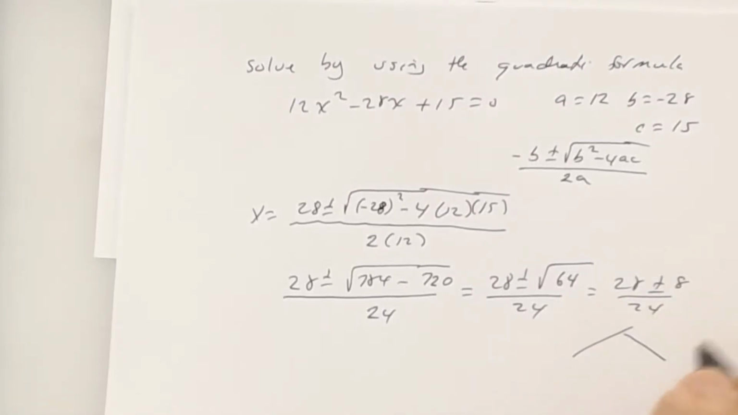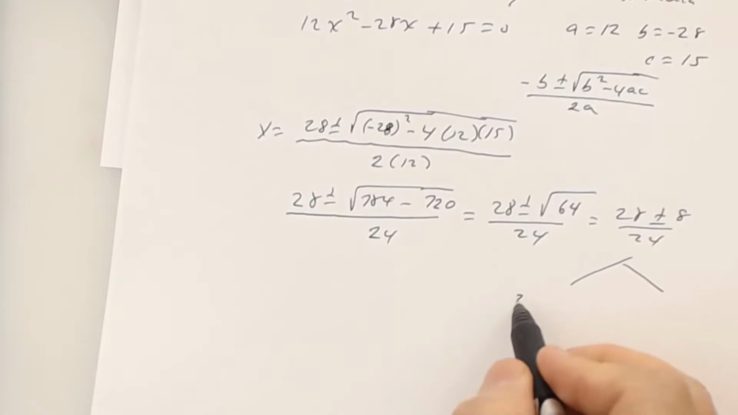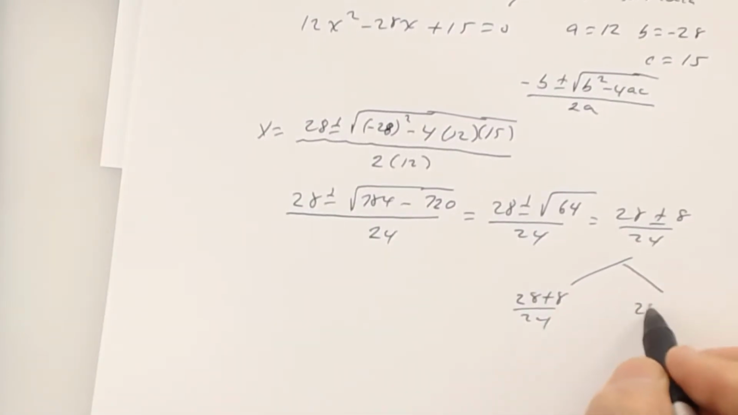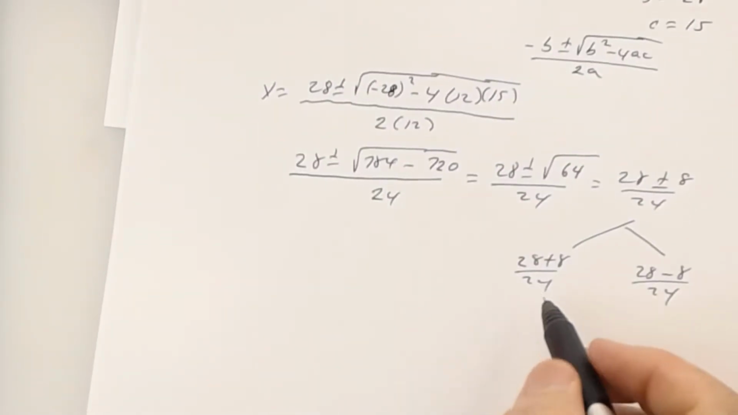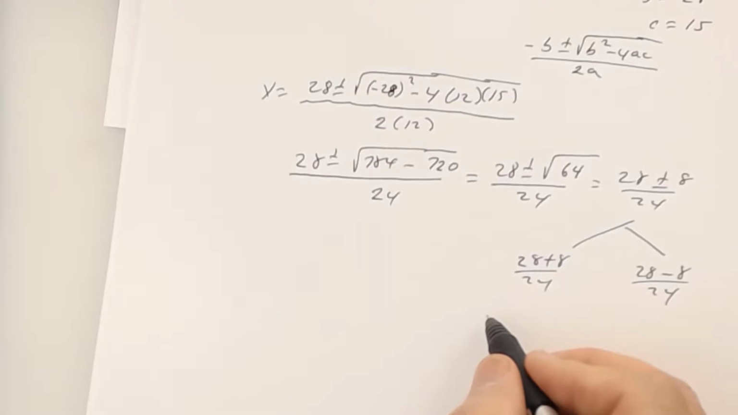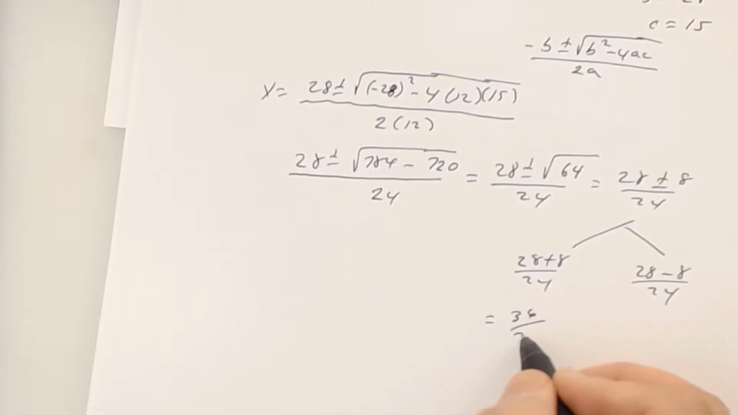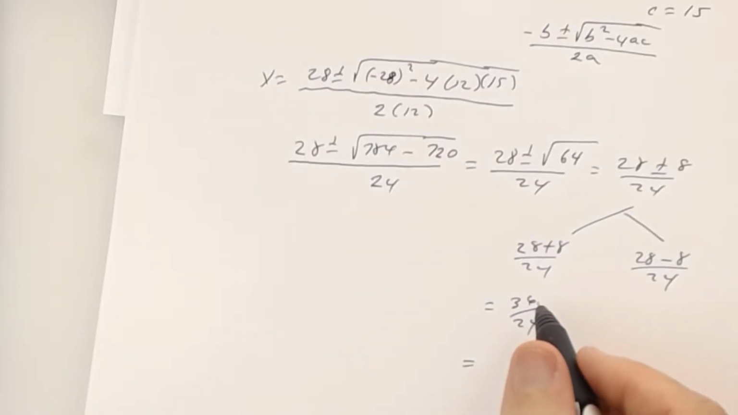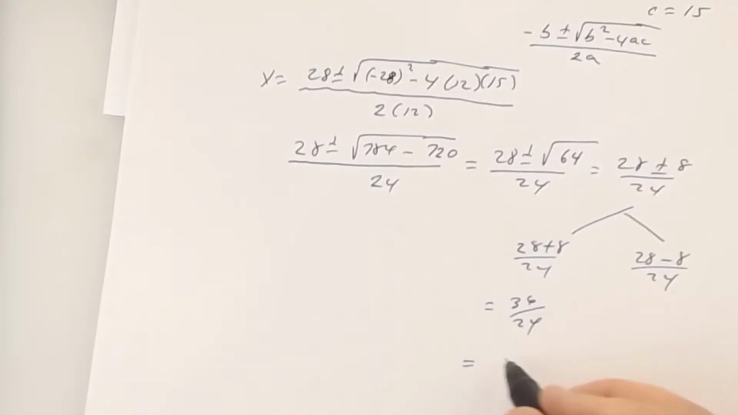And then you break it apart. So you say 28 plus 8 divided by 24, and the other one is 28 minus 8 divided by 24. What's 28 plus 8? 36. And then reduce. They're both divisible by 12, right? So what, 3 halves?